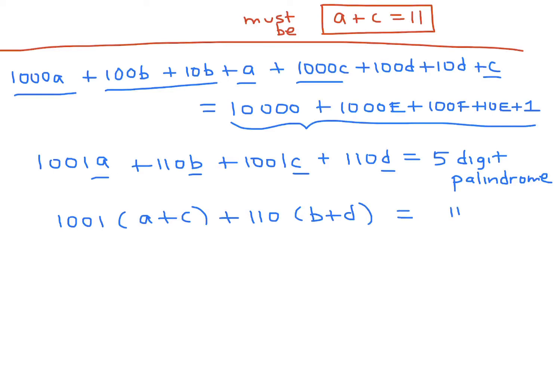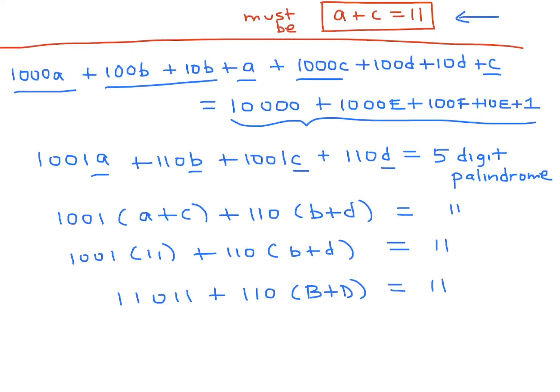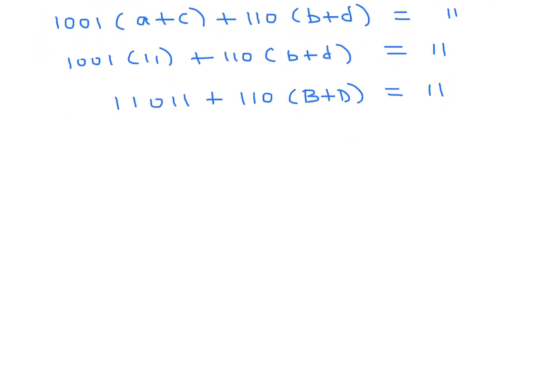Okay? So hopefully so far you're not lost. Now this is where the magic comes in. A plus C we have determined must be 11. So we can put that in there. 1001 is 11, plus 110 times B plus D. And therefore this becomes 11011 plus 110 times B plus D, which is equal to a palindrome. And that's about as far as we can go there.